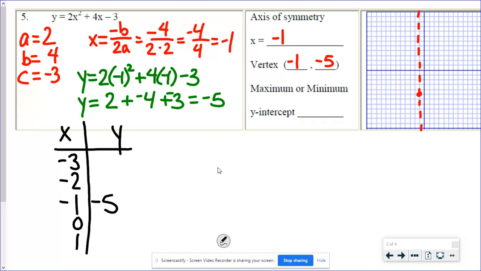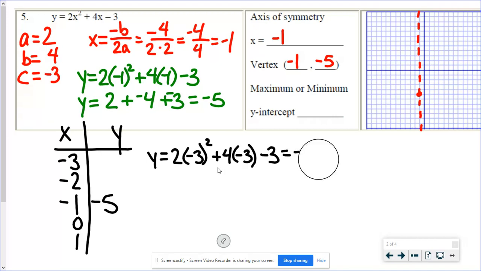working through the numbers. So if x is -3, I'm going to say y equals 2 times -3 squared plus 4 times the -3 minus 3. -3 squared is 9, positive 9, times 2 is going to be 18. This is going to be 18 plus 4 times the -3 is -12. So far, we've got 6 minus 3 is going to be 3.